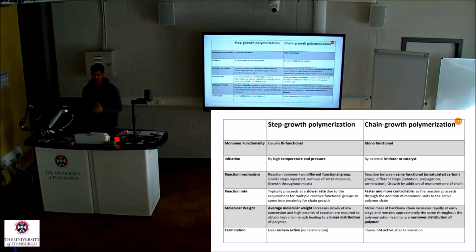And the termination: if you visualize it, in case of step growth you still have the reactive group at the end of the reaction. In case of CGP, the termination end, unless it is an anionic polymerization, where it is a living polymerization. But again, after some time it is also neutralized by atmospheric oxygen and moisture, right?